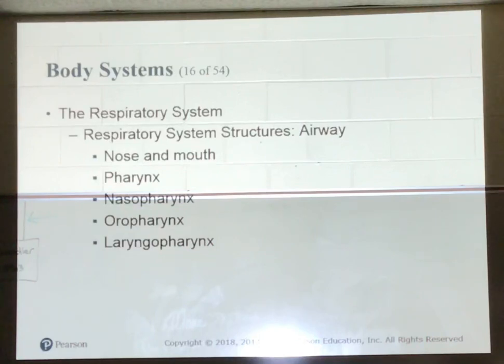What? Cleans the air. Okay. Not only does it clean the air, it warms and humidifies the air as well. Okay. And it tries to get out any kind of big dust particles or something. That's why we have that sneezing reflex.